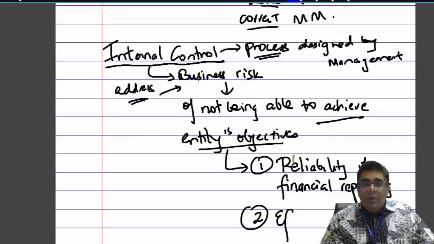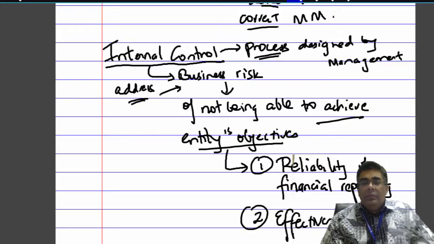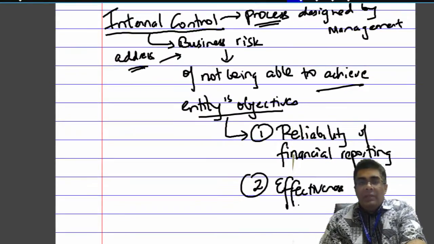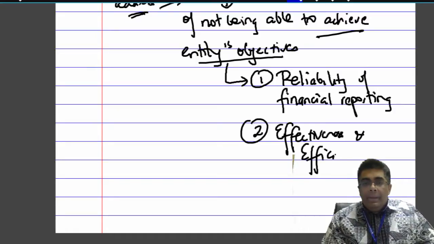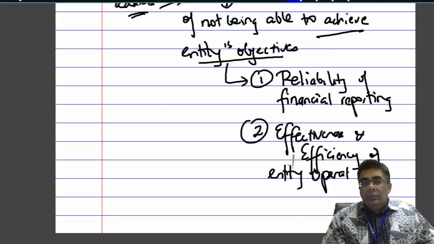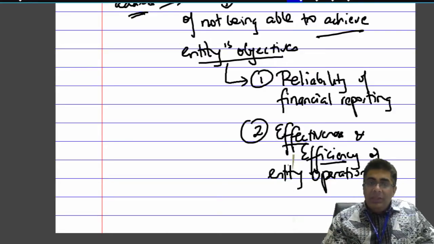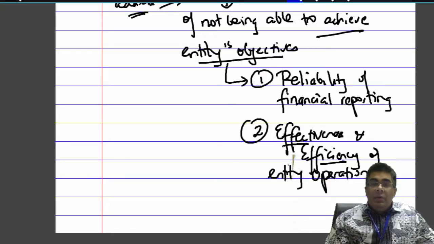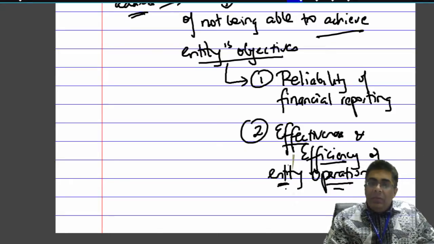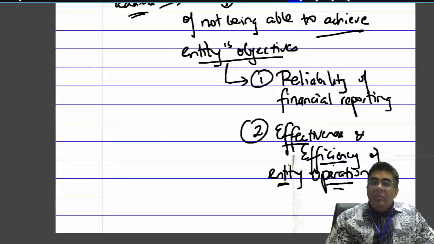Number two, we want to talk about the effectiveness and efficiency of entities operations. Why do we want to know about the internal controls regarding the effectiveness and efficiency of entities operations? Because as an auditor, you are talking about the business performance. What is your opinion on the financial statements? So how is this operations related to the financial reporting? Can you think of that? How is efficiency and effectiveness related to financial reporting?